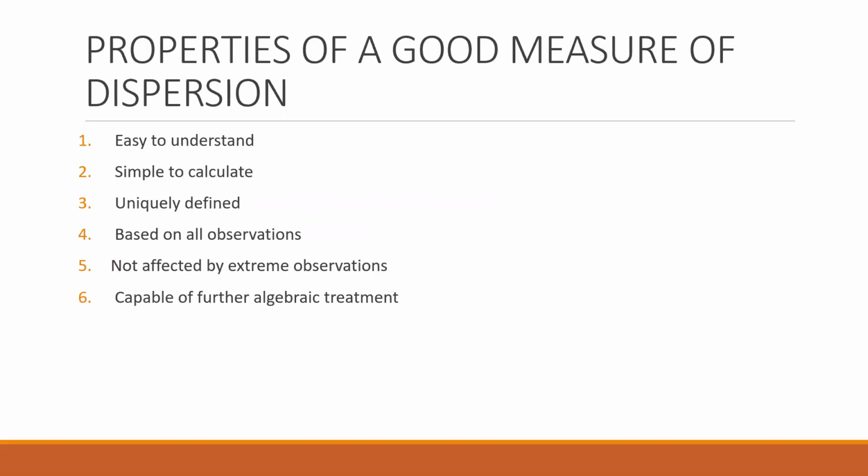So what are the properties of a good measure of dispersion? A good measure of dispersion is easy to understand, simple to calculate, and clearly defined. It is based on all observations collected as a part of the data, not affected by extreme observations, and capable of further algebraic treatment.